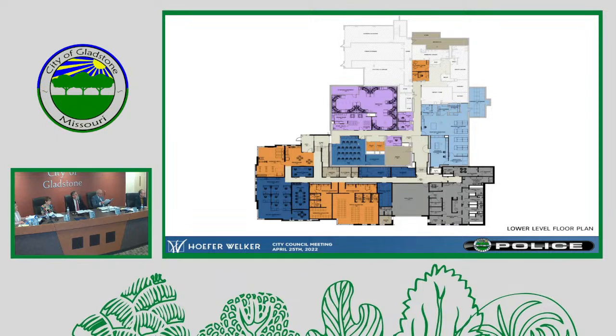Here's the lower level floor plan. So you're seeing the new police station there on the south side on the bottom of the page, and then the existing police station on the north, kind of the lower level of City Hall. The blue areas are the patrol areas, kind of the support functions for the patrol.